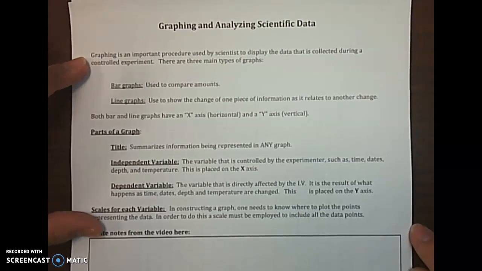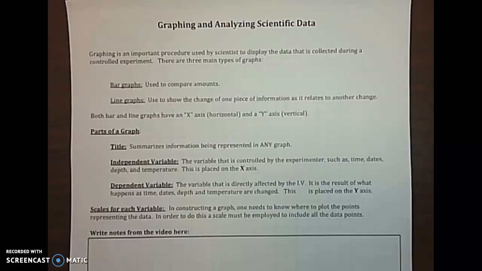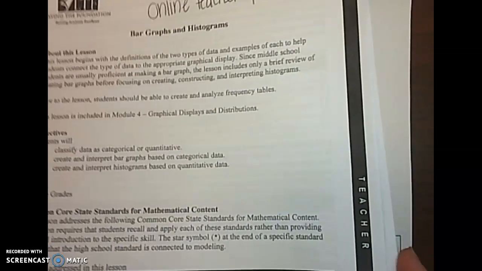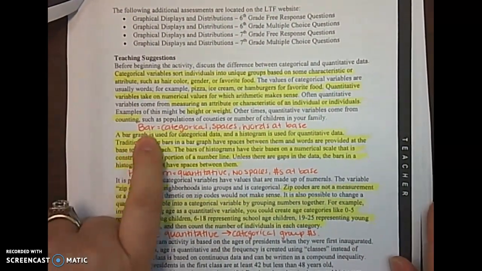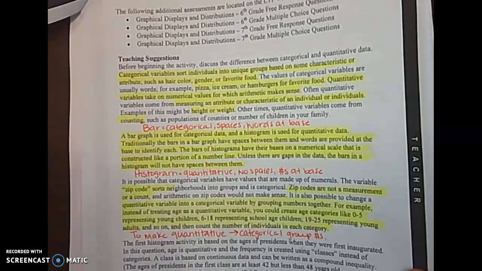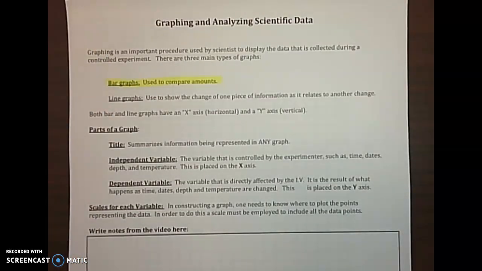Okay, so we are going to be graphing a bar graph and a line graph today. So you're going to be learning the difference between a bar graph and a line graph and when to use which. The main thing that you need to understand is a bar graph compares amounts. Now, when we say amounts, this is qualitative data, okay? You've already learned that in your paper packet that you did with LTF. We learned that bar graphs is categorical. You put spaces in between them, and there are words or numbers that are not counting at the base.